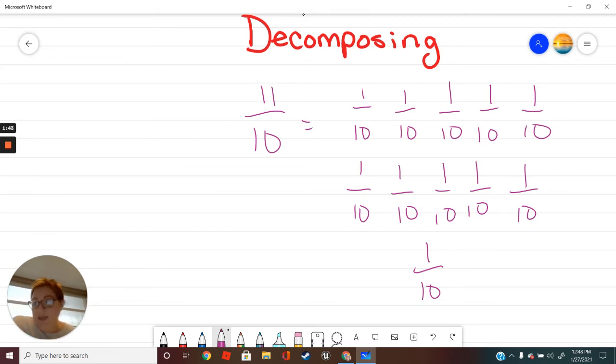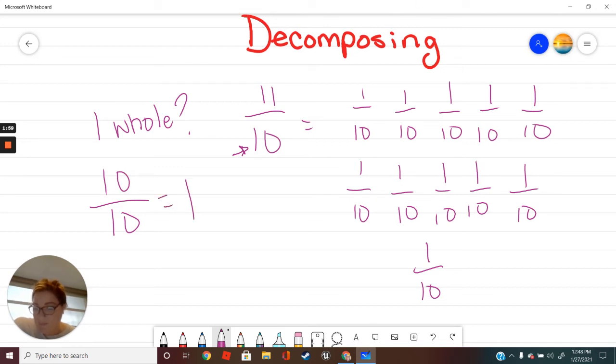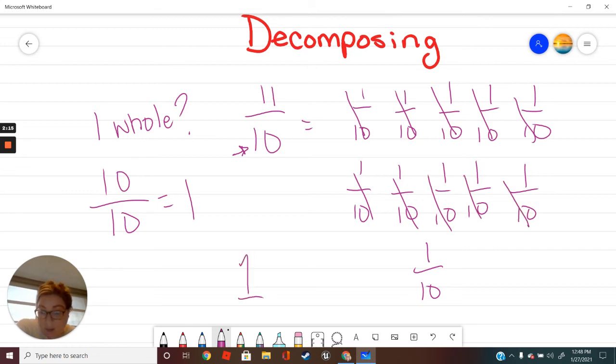Now, how do we equal one whole? What equals one whole with a denominator of 10? Well, it's 10 over 10, right? That equals 1. So if we count up 10 of these, that means we should have one whole, correct? So if we say 1, 2, 3, 4, 5, 6, 7, 8, 9, 10. So that equals the number 1, right?